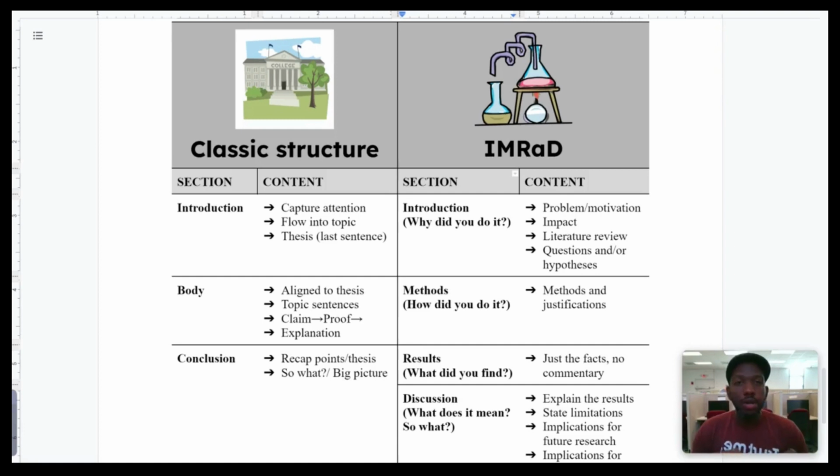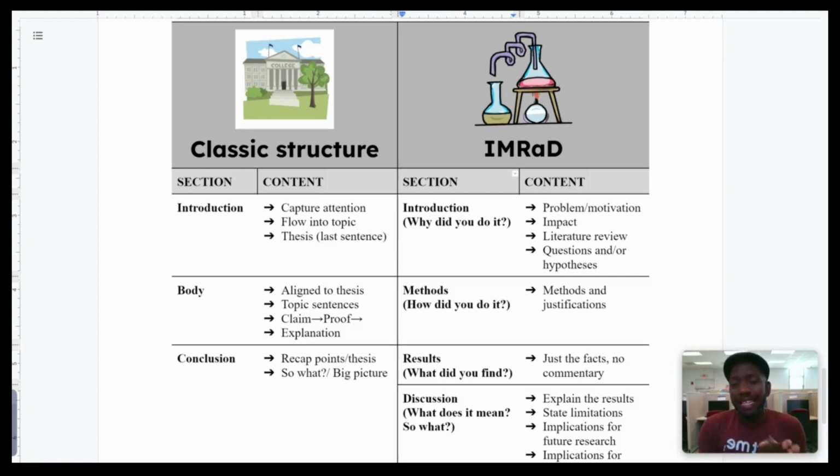This video is going over structures, particularly how you structure what you're writing. So whether it's an essay or a paper or a report, we have two different types: classic structure and the IMRAD structure.